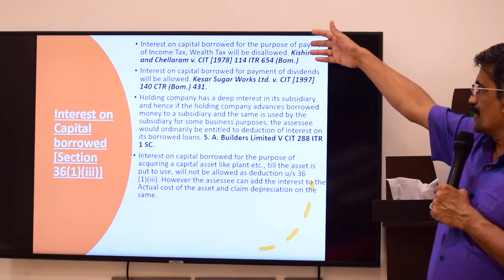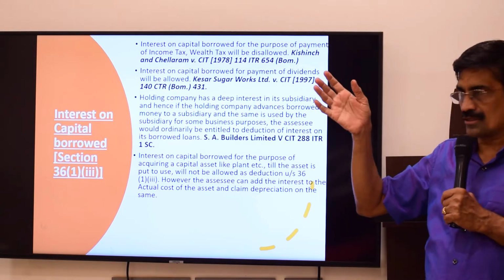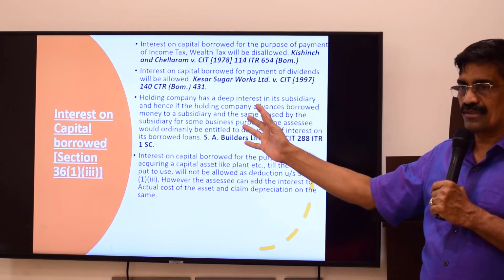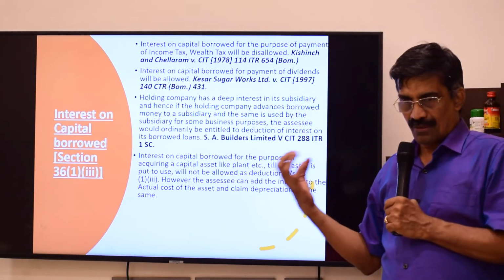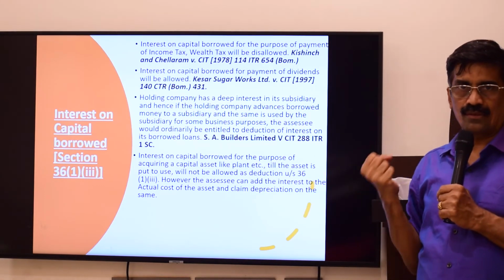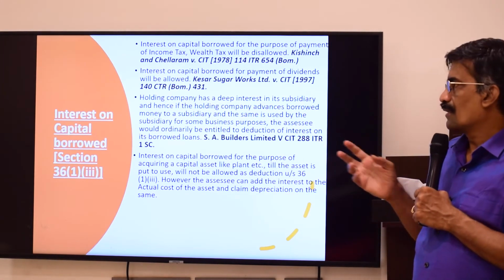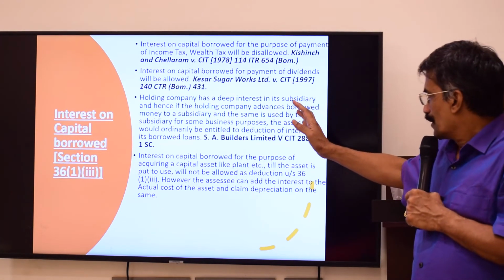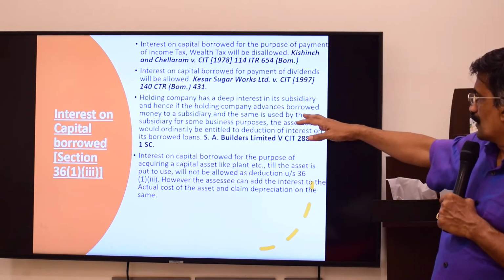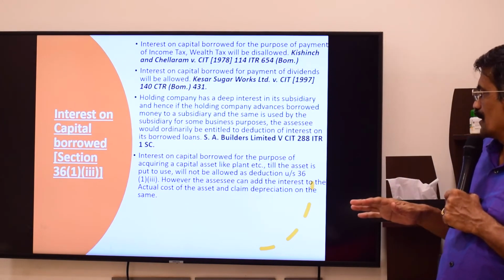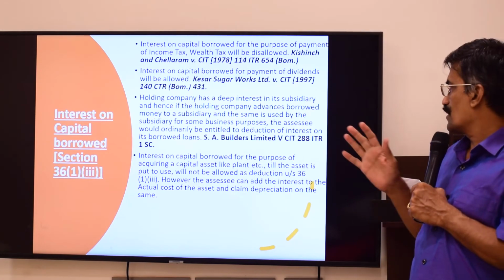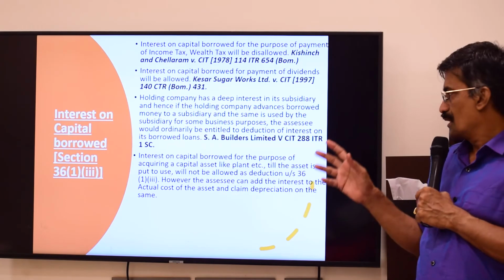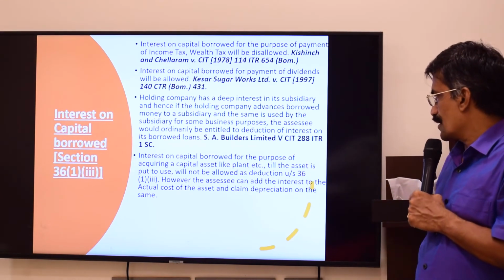First, already discussed: income tax, wealth tax, personal obligations not allowed. Dividends allowed, case of Sugar Works, a very interesting decision of the Bombay Court. They viewed payment of dividends as a business activity and therefore it can be claimed. However, if you make a payment of dividend distribution tax, you cannot claim. Then the beautiful decision of the Supreme Court, SA Builders: the holding company has a deep interest in the subsidiary, hence the holding company advances the borrowed money to the subsidiary, the same is used for the purpose of business, then it will be allowed as deduction. Very important, very interesting decision.